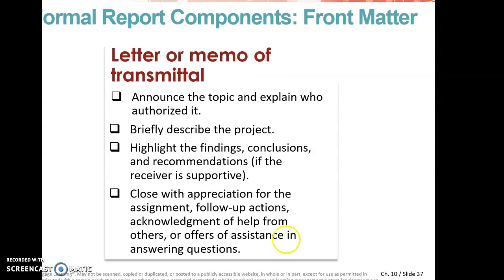The letter or memo of transmission. That does a lot for an organization. It actually helps to center the information and know exactly why you presented this information. It announces the topic and explains who authorized it, briefly describes the project, highlights the findings and conclusions, and it basically closes with an appreciation or a follow-up. When I write proposals and information regarding formal proposals like this, you always want to either end with what you want them to agree to or to do next.